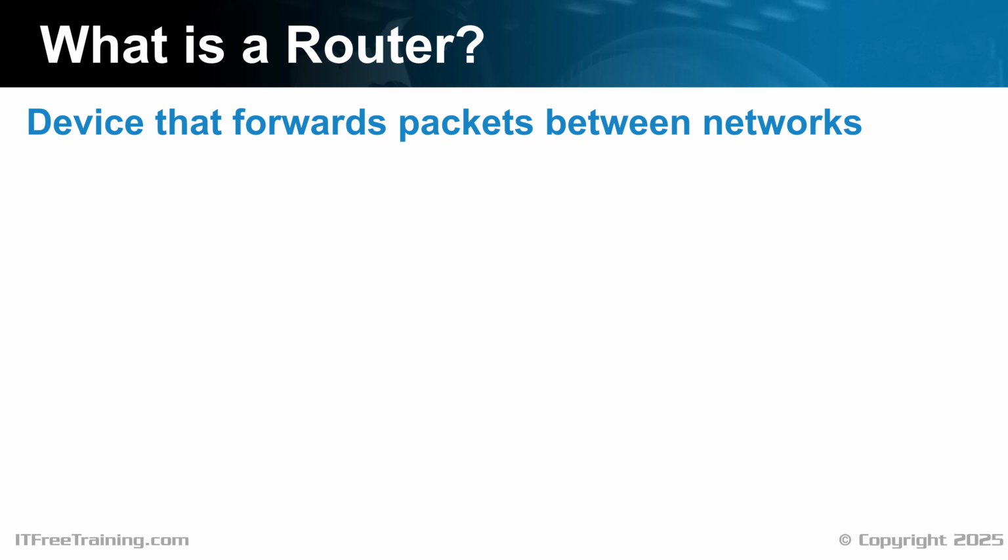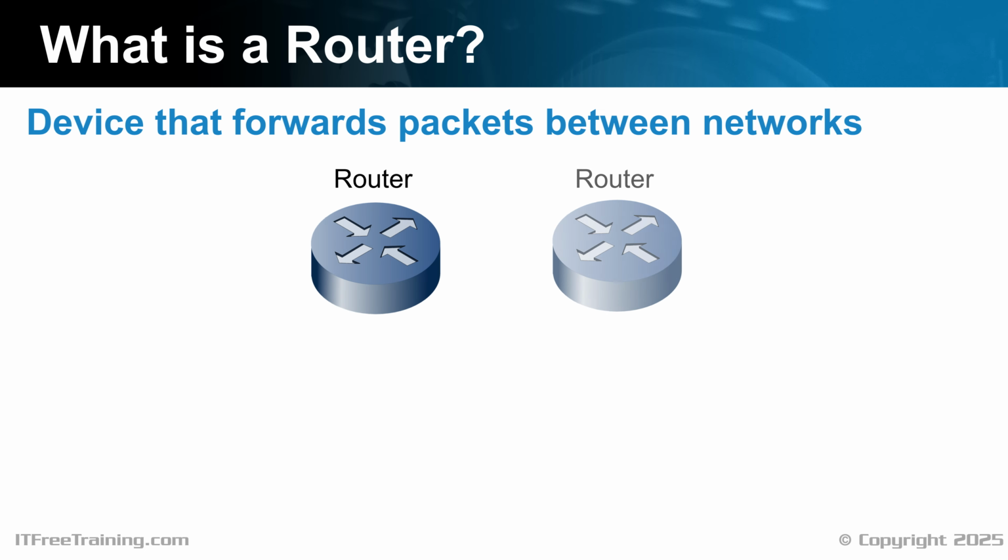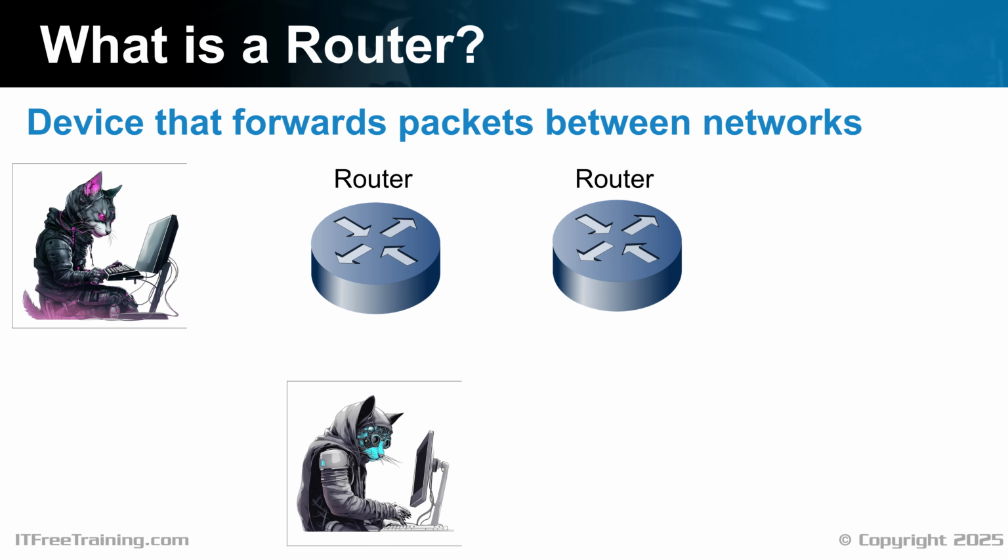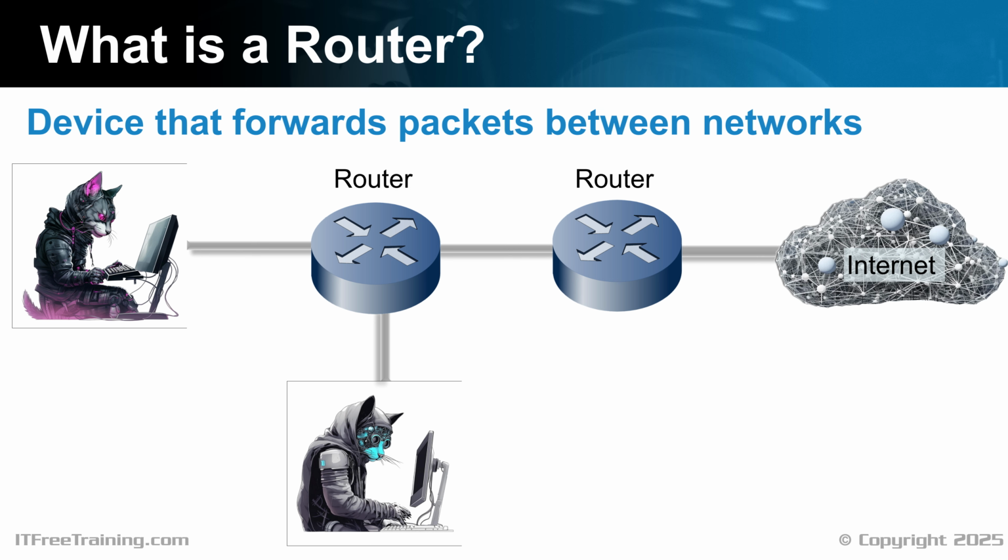Let's have a look at routers. A router is a device that forwards packets between networks. When you look at a network diagram, you will often see an image like these to represent a router. In this example, two users on different networks are connected to the same router. This router is connected to another router, which is connected to the internet.